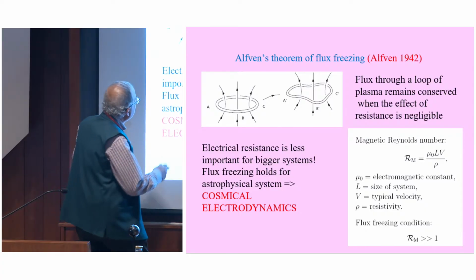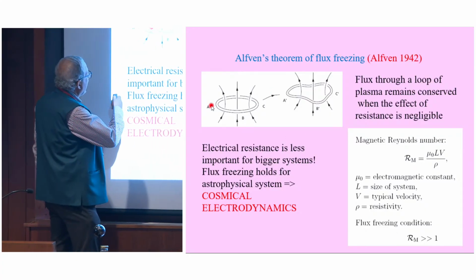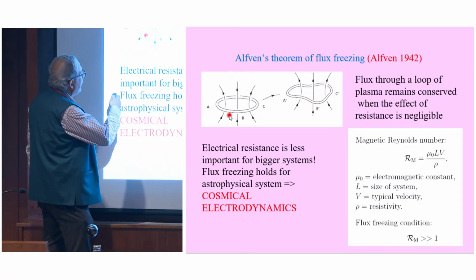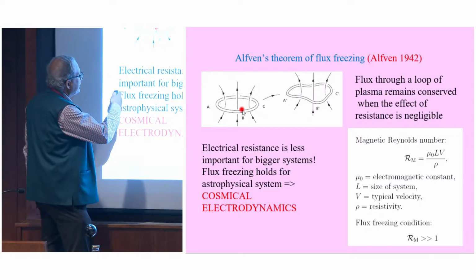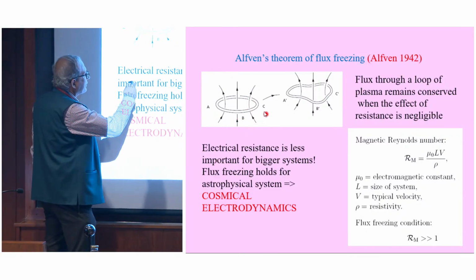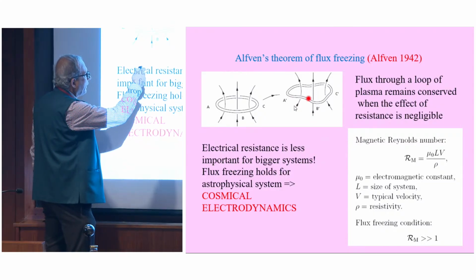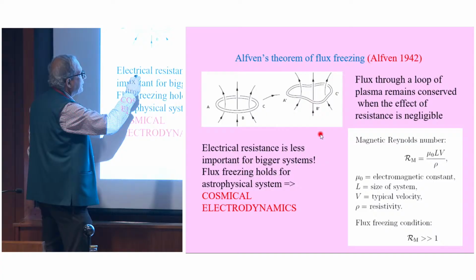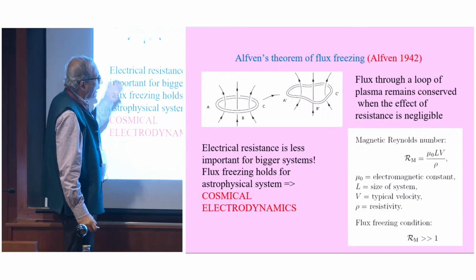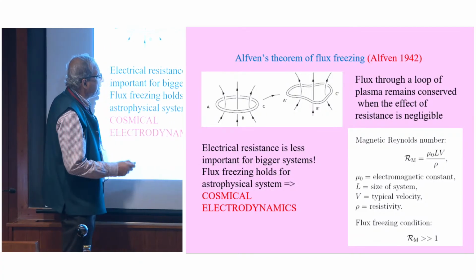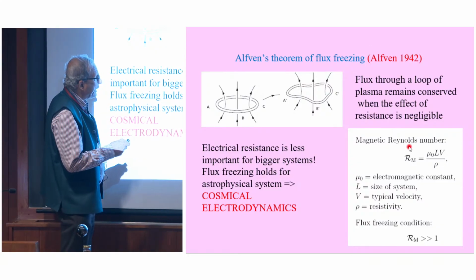So whatever magnetic flux was associated with the surface when it was here, the same magnetic flux would be associated with the new position of the surface made by the same material particles, provided the electrical resistance is negligible. So how negligible does it have to be?